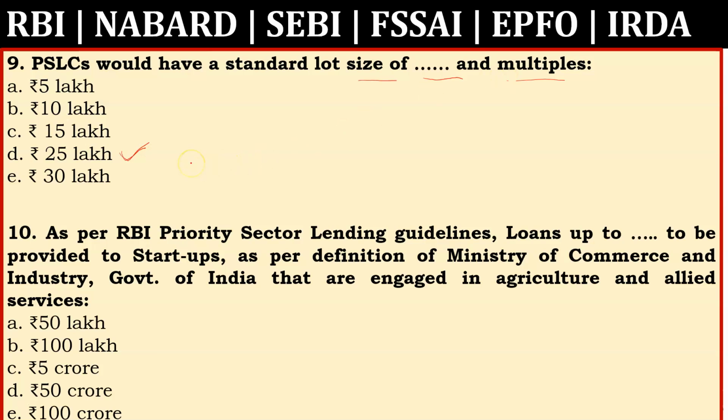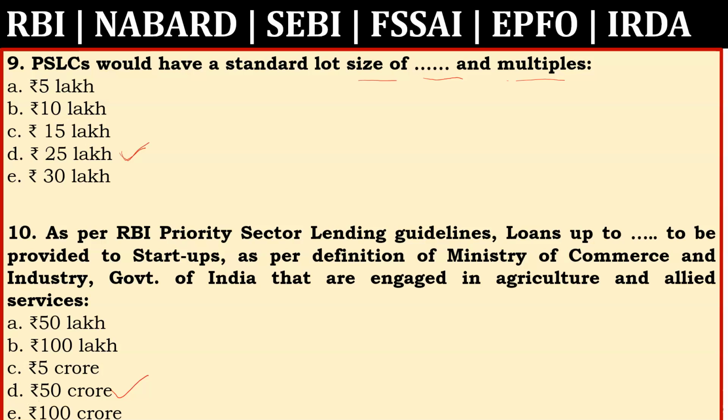So priority sector lending certificate is very important. As per RBI priority sector lending guidelines, loans up to dash can be provided to startups, as per the definition of the Ministry of Commerce and Industry, Government of India, that are engaged in agriculture and allied services. For this, 50 crore is the right answer. These are very important questions.